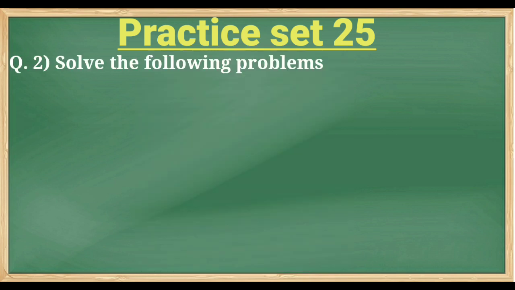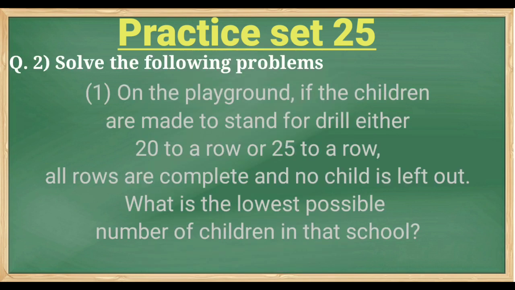Question 2. First question. On the playground, if children are made to stand for drill, either 20 to a row or 25 to a row, all rows are complete and no child is left out. What is the lowest possible number of children in that school?